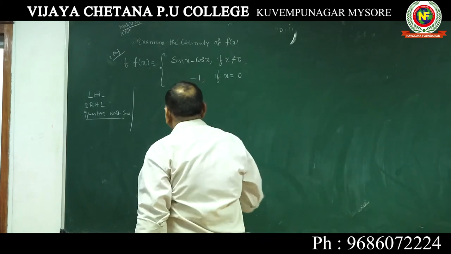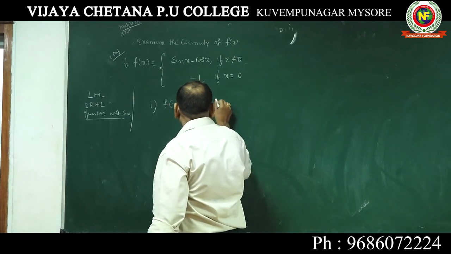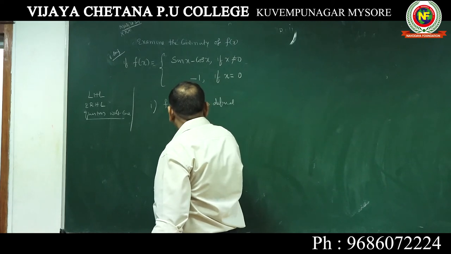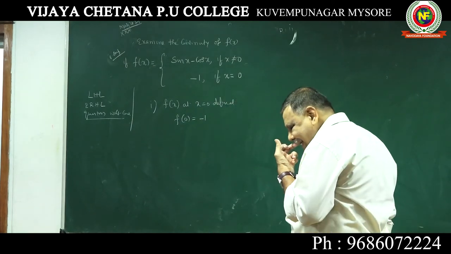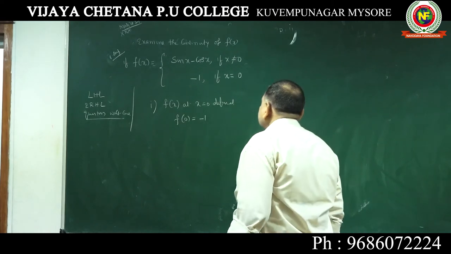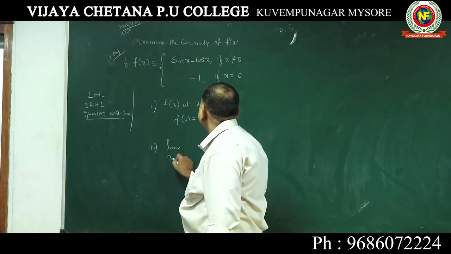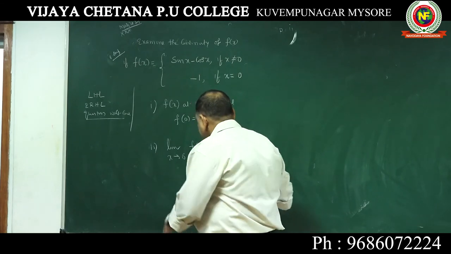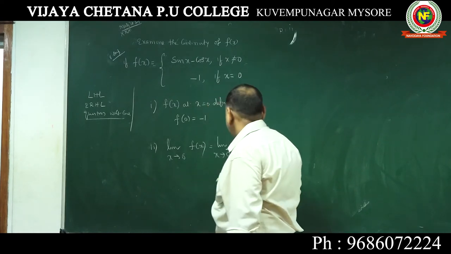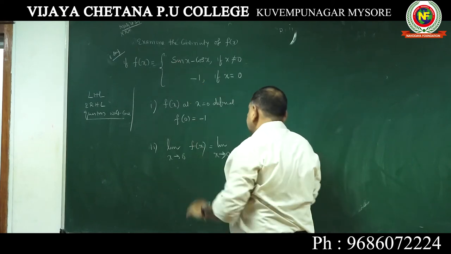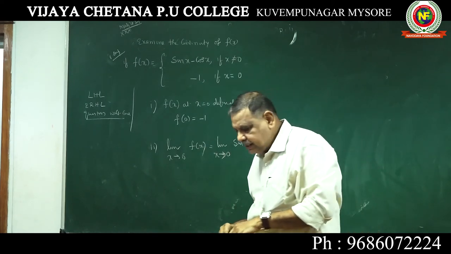Now you take the first condition: is f of x at x equal to 0 defined? So f of 0 is minus 1. Okay. Then the second condition, whether to go straight away for the limit. So the second condition is to check whether the limit as x tends to 0 of f of x exists. Here no less than, greater than. This is equal to the limit as x tends to 0 of f of x, and read sin x minus cos x.